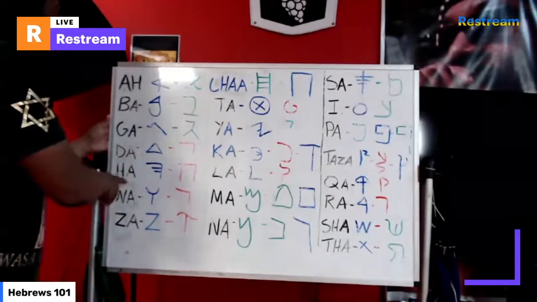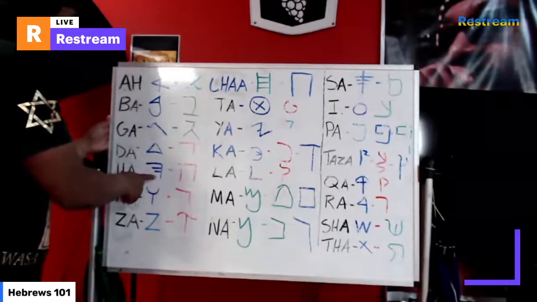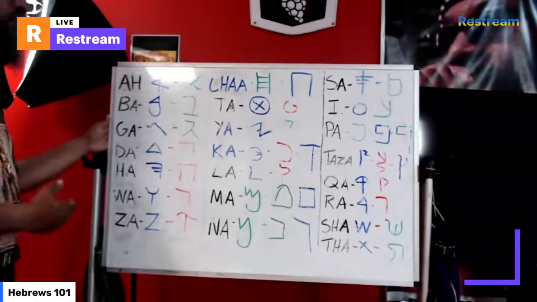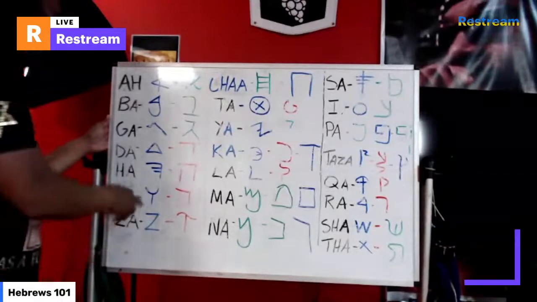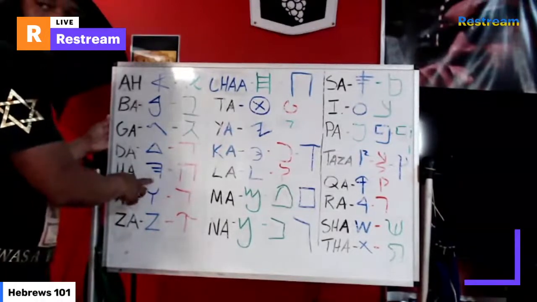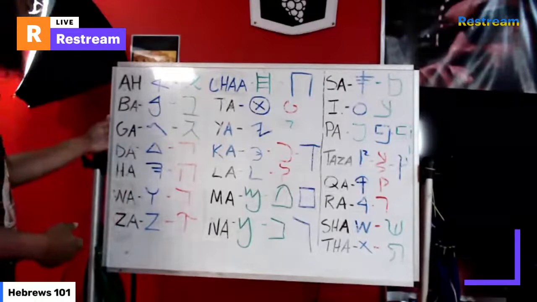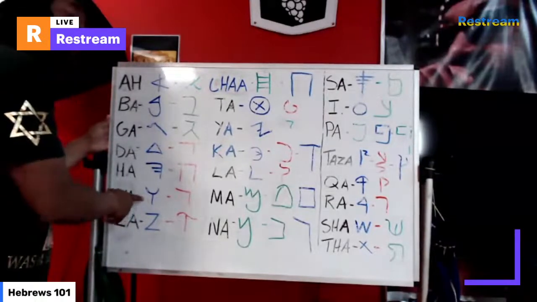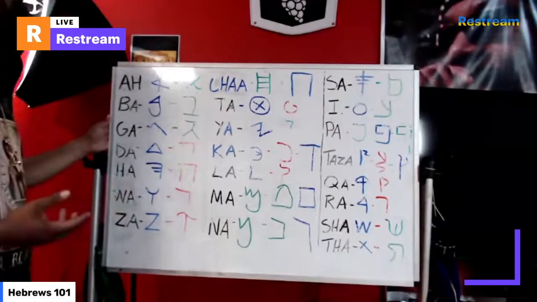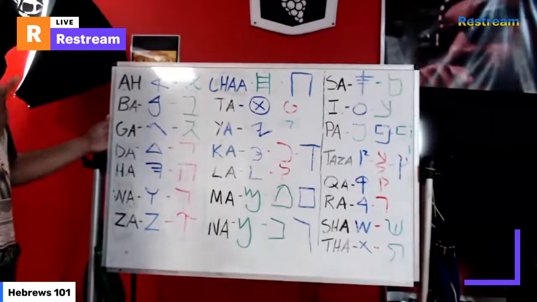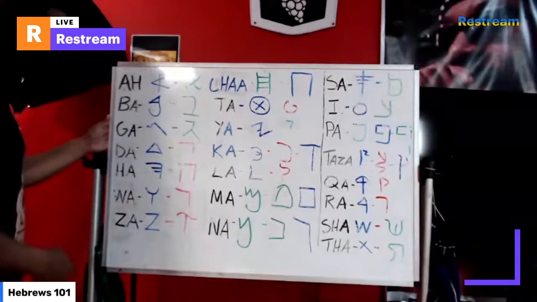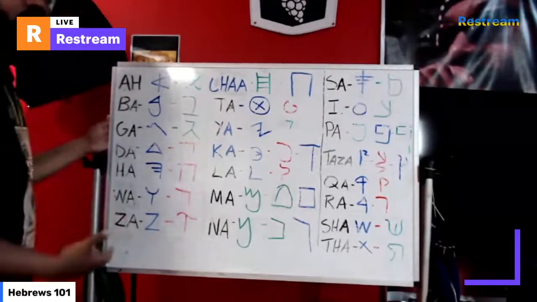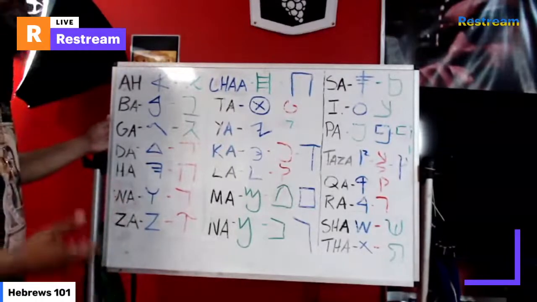Then we have ha. It looks like a backwards English F, or, if you want to be a little fancy, it looks like a wing or a bird. Next we have wa. In ancient Hebrew it looked like an English Y or a wishbone. Then next we have za, very easily recognizable, the English Z.